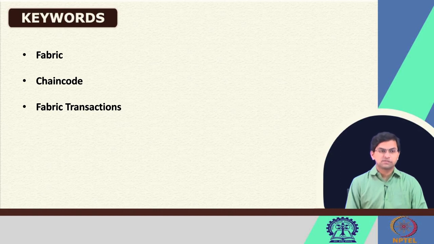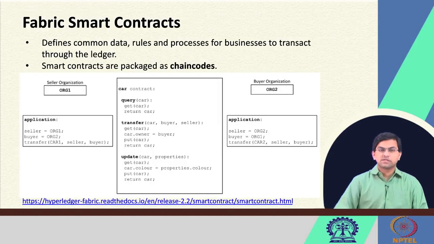So, the keywords for this lecture are Fabric, chain codes and Fabric transactions. So, what are Fabric smart contracts or Hyperledger Fabric chain codes? In Hyperledger Fabric, for making any transactions, first the types of the data, the rules and the processes through which these data will be processed must be defined, and that is defined through smart contracts. Whatever business logic we want to write has to be defined through smart contracts, and in Hyperledger Fabric these smart contracts are actually packaged as chain codes.